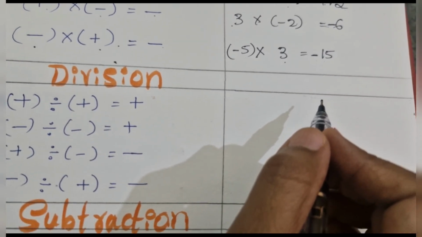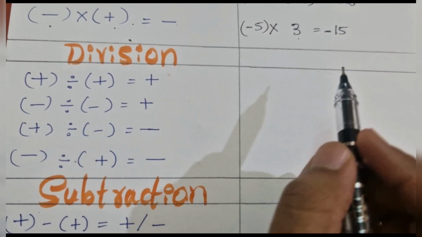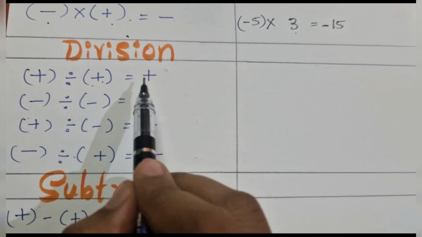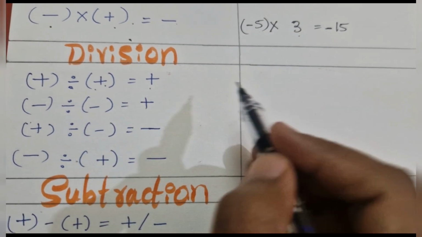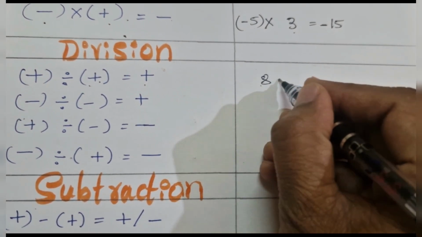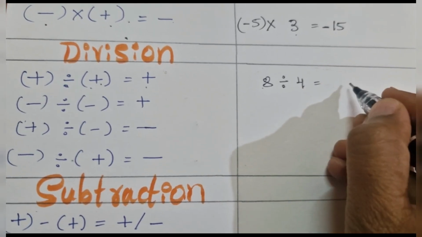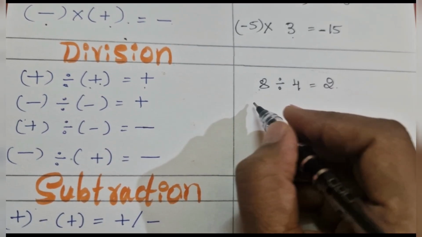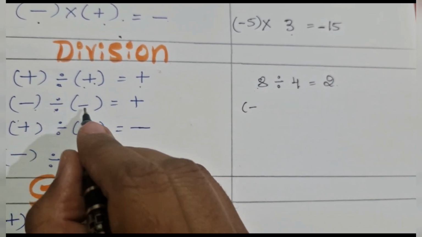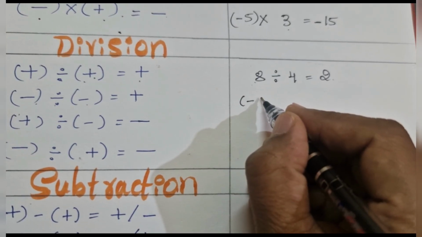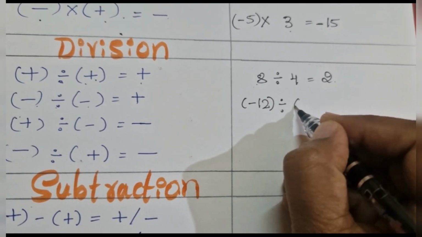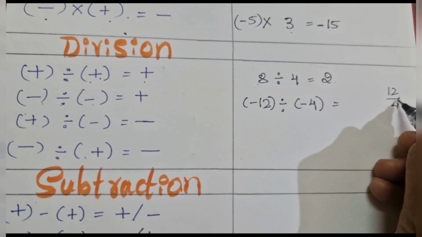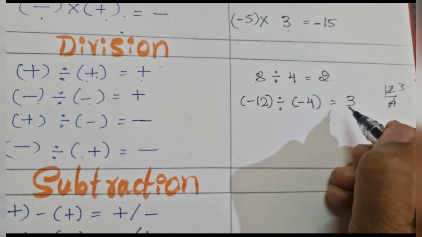Next, we move to division. In division, plus divide plus equals plus. Take it as example. 8 divide 4. 4 ones are 4, 2s are 8. Next. Minus divide minus equals plus. Minus 12 divide minus 4. So 12 divide 4, like this also you do. 4 ones are 4, 3s are 12.